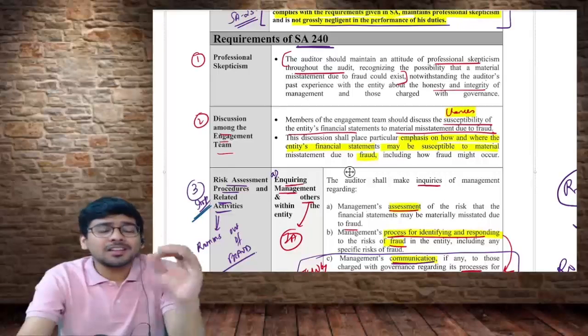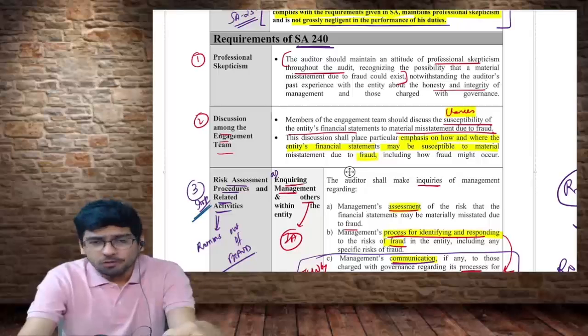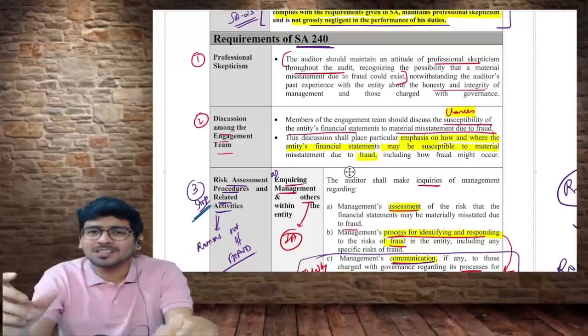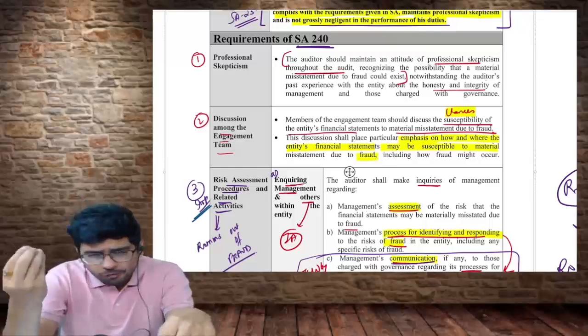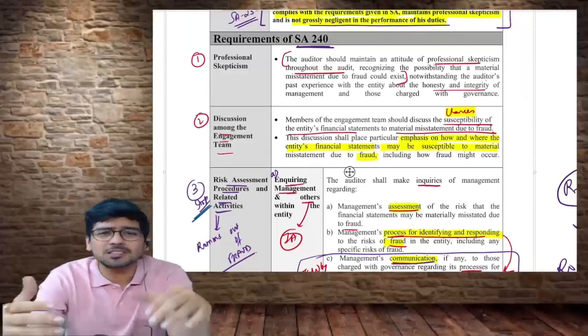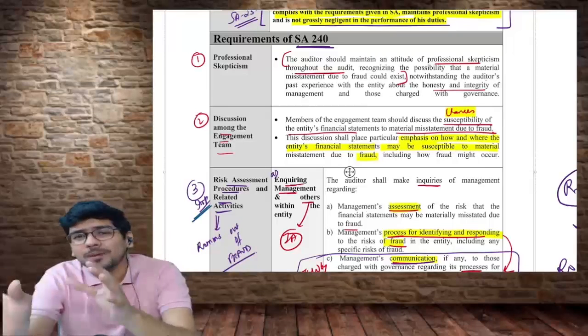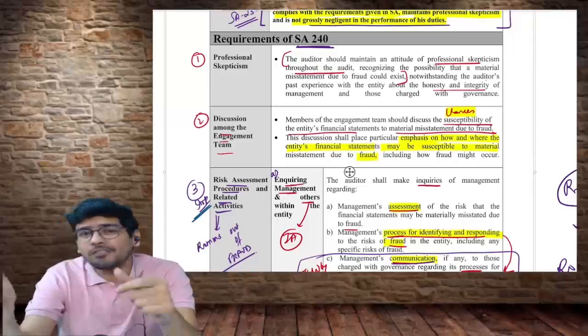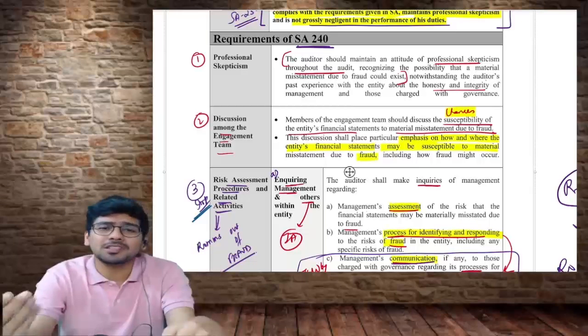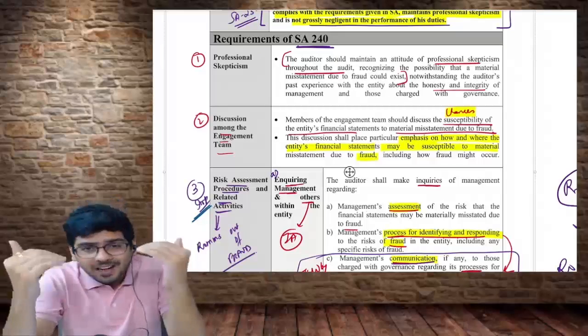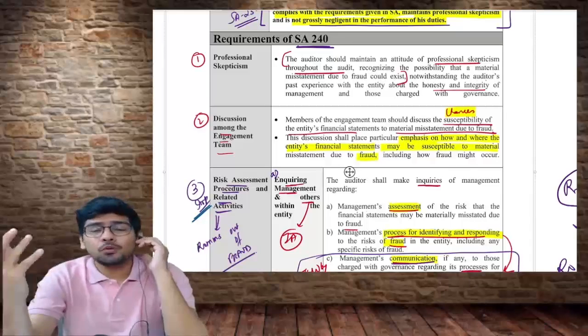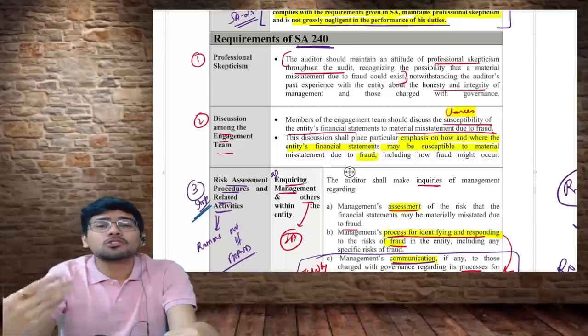Then third, when there is a case of management overriding the controls, he needs to assess the ROMs due to fraud. And obviously because fraud is involved here, management has overridden the controls, this will be a significant risk, and the auditor needs to assess whether they need to apply extra procedures here. And last is what? The auditor is not able to continue, the auditor wants to withdraw.